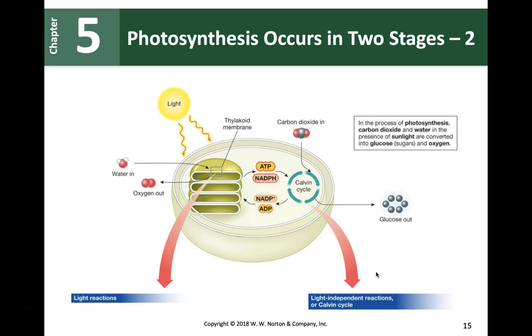So guys, this slide is summarizing what I just said. Here's the light falling on your chloroplast thylakoids, which have chlorophyll, and then water is broken down into oxygen and electrons, and that will be used to make ATP and NADPH, which will then be used in your Calvin cycle to change carbon dioxide into glucose. So this summarizes the two halves of photosynthesis: the light reaction and the light independent reaction, or Calvin cycle, also called the dark cycle.